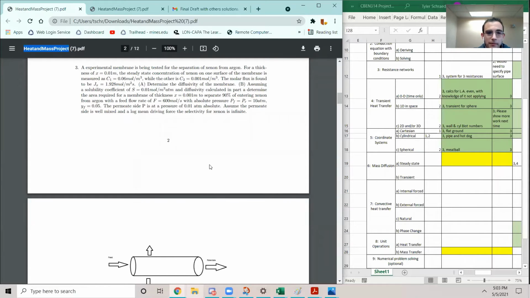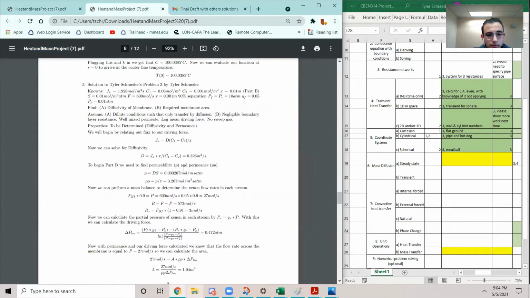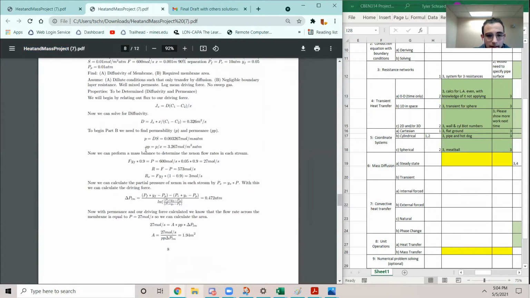Next up, we have a membrane unit where first we have to calculate the diffusivity of the membrane, and then we try and actually do a unit operation where we try and separate xenon and argon, and we assume that the membrane has an infinite selectivity for xenon. So we just use our flux driving force relationship to find diffusivity, and then we calculate our permeability and permeance by multiplying our diffusivity by our solubility.